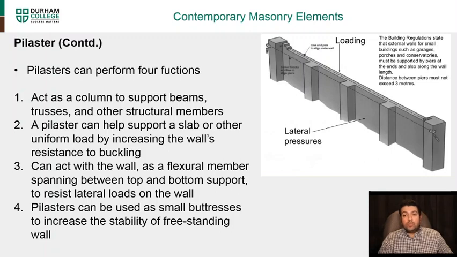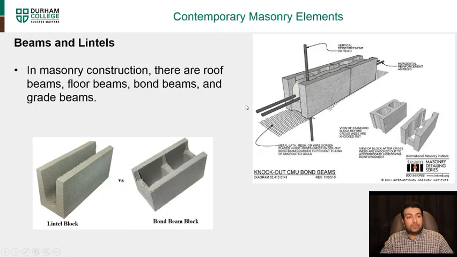So if you see a wall like this, after a certain length, you'll put a pilaster, just to give it more lateral support. And the pilaster can be used as a small buttress to increase the stability of a freestanding wall. Like you can see here, it is a freestanding wall, let's say a boundary wall. It is giving it more stability as a buttress. So these are the four main uses of pilasters in walls.